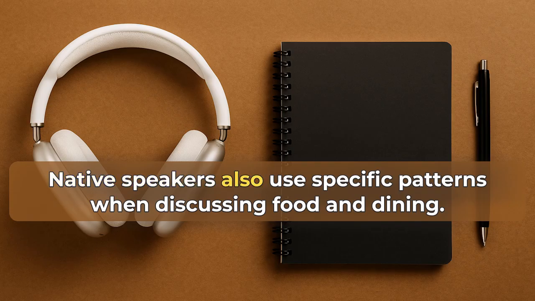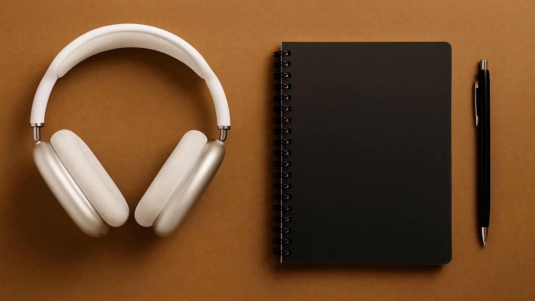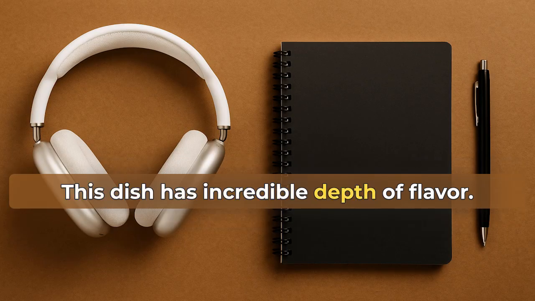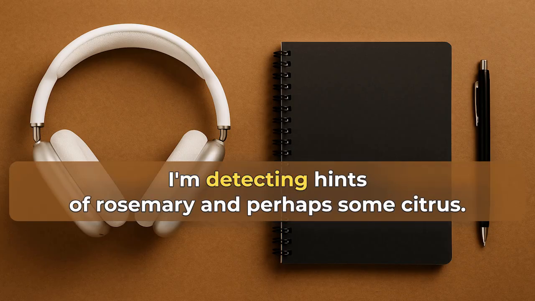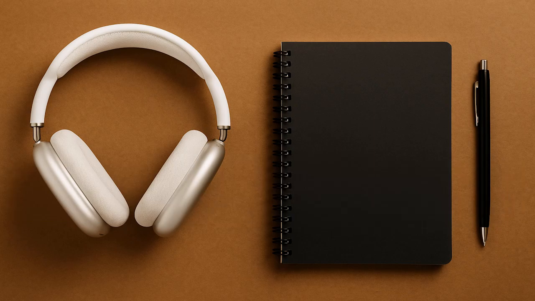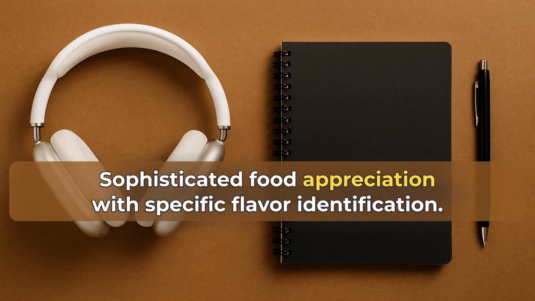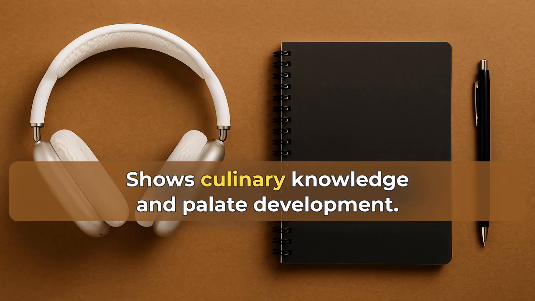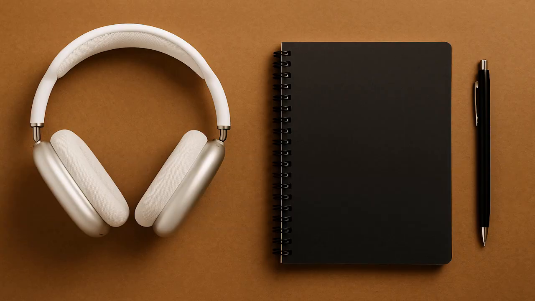Native speakers also use specific patterns when discussing food and dining. This dish has incredible depth of flavor. I'm detecting hints of rosemary and perhaps some citrus. Sophisticated food appreciation with specific flavor identification. Shows culinary knowledge and palate development.